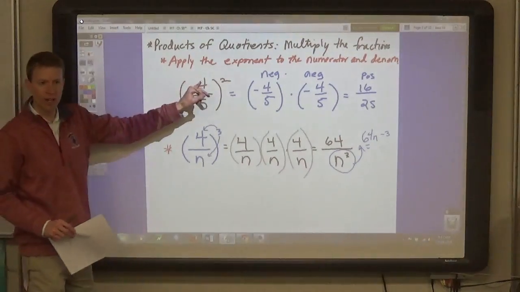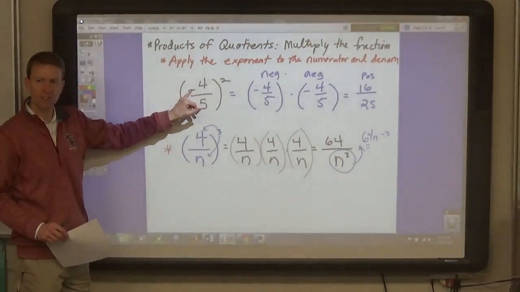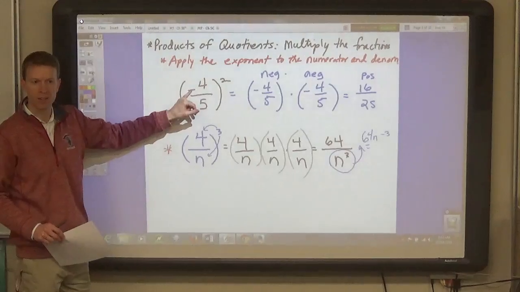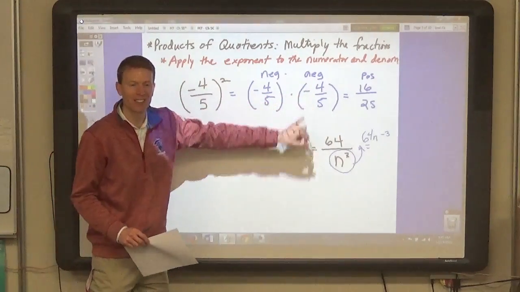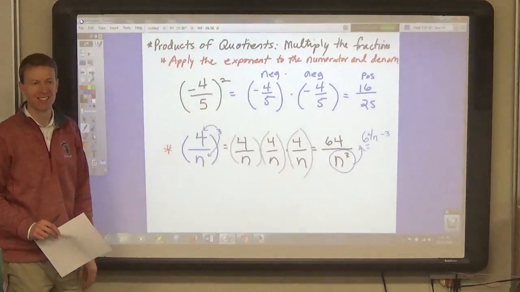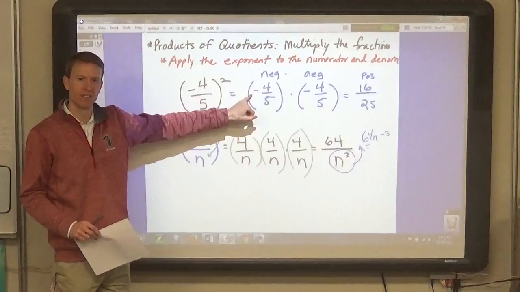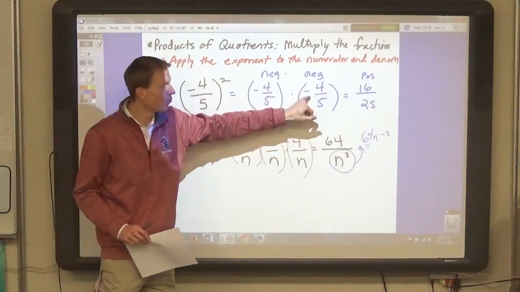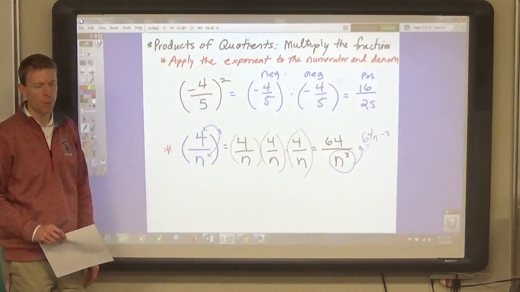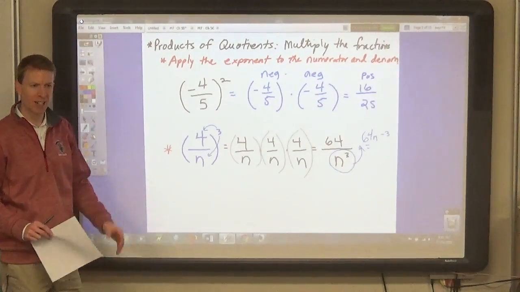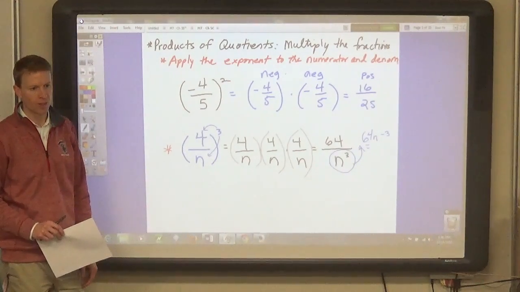The 4 is being squared, the 5 is being squared, and the negative sign is being squared. Negative times negative. It's like a negative 1 here. Negative 1 times negative 1 is positive 1. Okay? Anytime you have a negative sign, it's kind of like just having a negative 1 there. Okay?